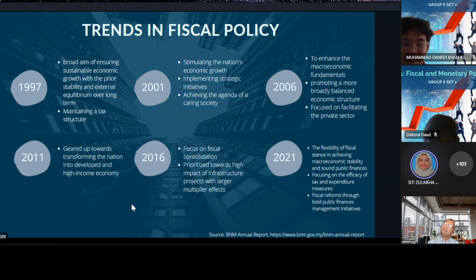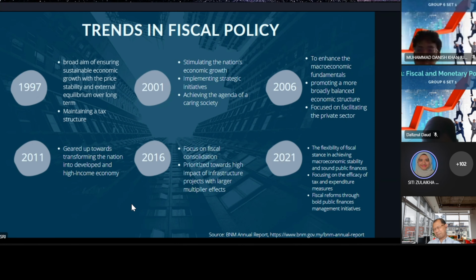But in 2021, it is a crucial situation for Malaysia to achieve macroeconomic stability and also sound public finances. Therefore, the fiscal stance needs to be more flexible and also to improve the efficacy of the tax and expenditure measures in charting the nation's development path. To conclude, entering the new decade from 2011 to 2020, the government is continuing to implement more fiscal reforms through the Bold Finance Management Initiative.